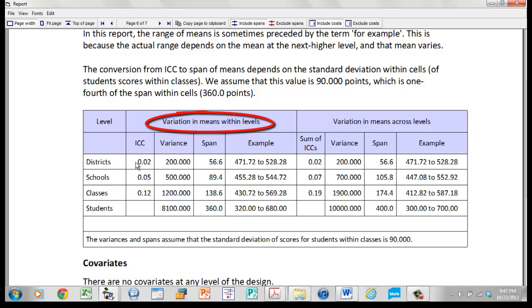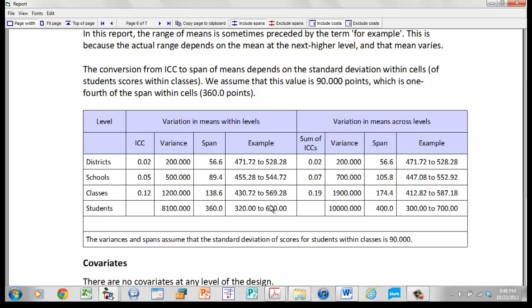So this is the variation of means across districts. This is the variation of means for schools within a district. And this is the number that we saw before. This is the variation of means for classes within a school. This is the number that we saw before. And this is the variation of student scores within a class. This is the number that we saw before.